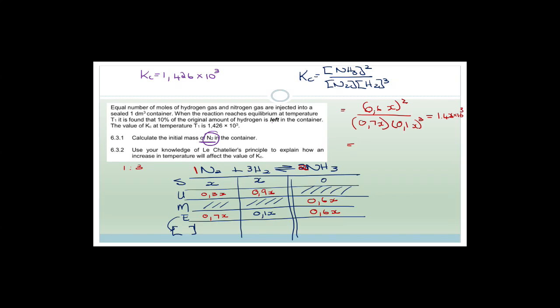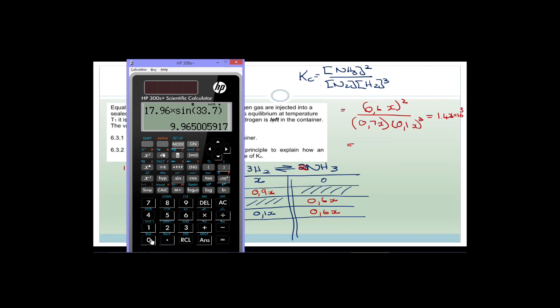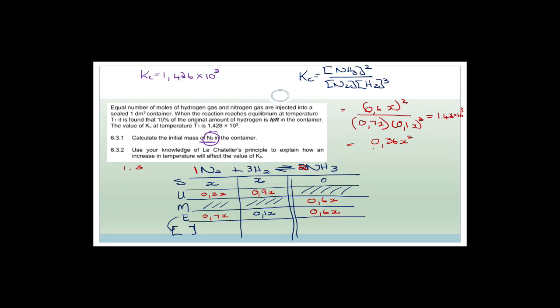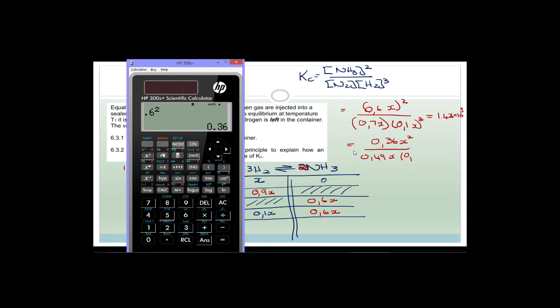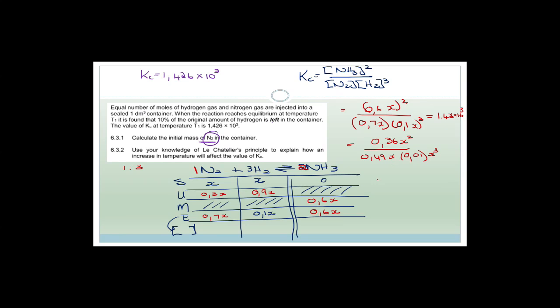Okay. So let's do it in the calculator. We've got 0.6 squared, which is 0.36. So this is 0.36x squared, all over 0.7x, which is 0.7, and 0.1 cubed is 0.001. Oh, x cubed. So therefore, this squared cancels with one of these and one of these to leave you with x squared. I need to erase this, and I'll see if I can write it smaller. So we're left with 0.36 over 0.49 times 0.01 x squared is equal to 1.426 times 10 to the 3.